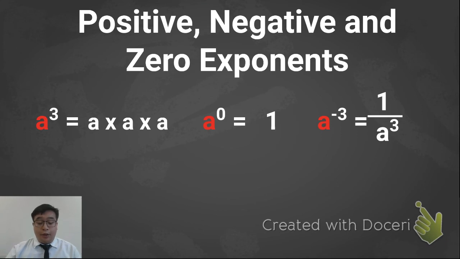So in conclusion, positive exponents represent repeated multiplication. When I take a 0 exponent, that's always going to equal 1. And when I have a negative exponent, I'm going to repeatedly divide.